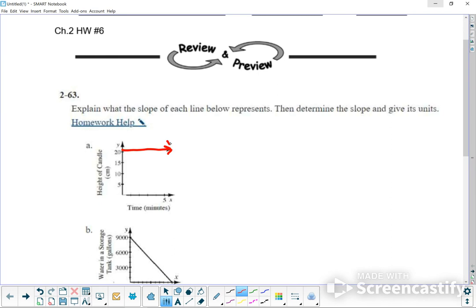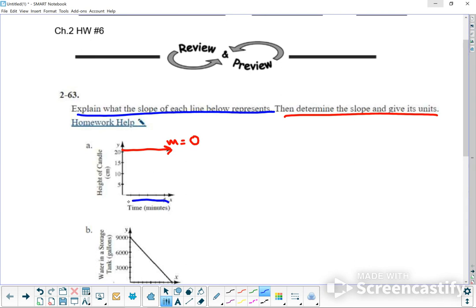The slope is 0. Okay, so explain what the slope represents and determine the slope of it. So we determined the slope already. Okay, and what is the slope this line represents? Okay, this one right here, let's see.